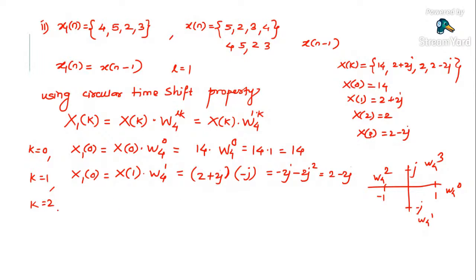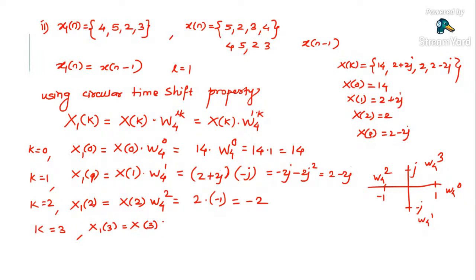Then k is equal to 2. x1 of 2 is equal to x of 2 into W4 raised to 2. x of 2 is 2, W4 raised to 2 is minus 1. So the answer is minus 2. Then k is equal to 3. x1 of 3 is equal to x of 3 into W4 raised to 3. x of 3 is 2 minus 2j, and W4 raised to 3 is j. So the answer is 2j minus 2j square, which is 2 plus 2j.